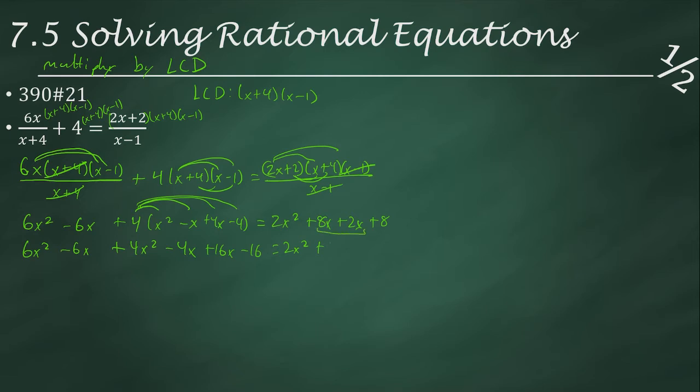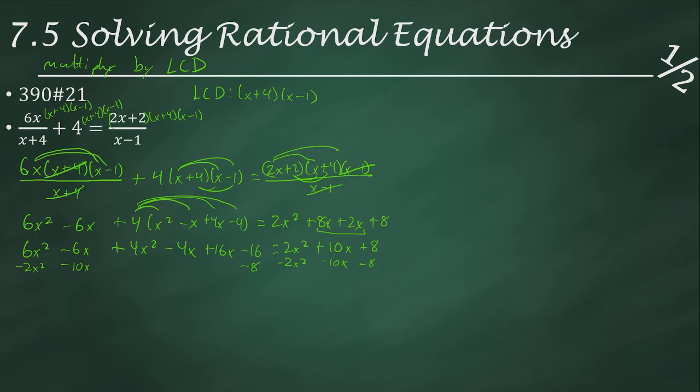And those would make 10x. All right, so now it's quadratic. Let's get like terms together. So I'm going to subtract 2x squared from both sides. I'll subtract a 10x from both sides, and I'll subtract an 8 from both sides.